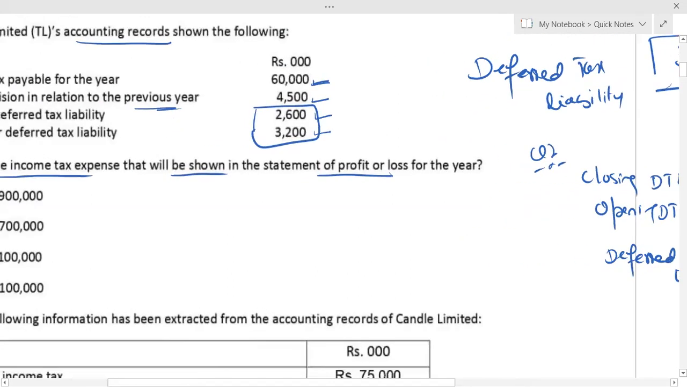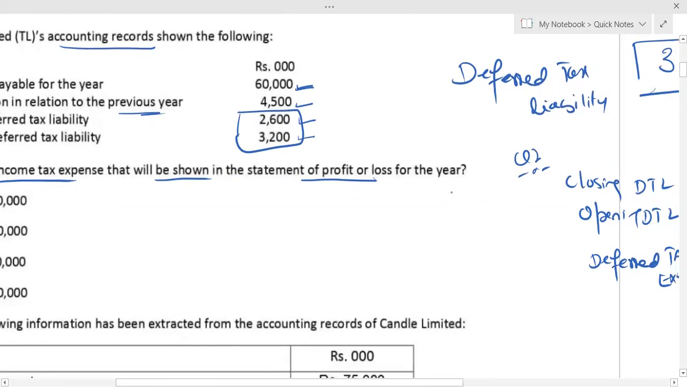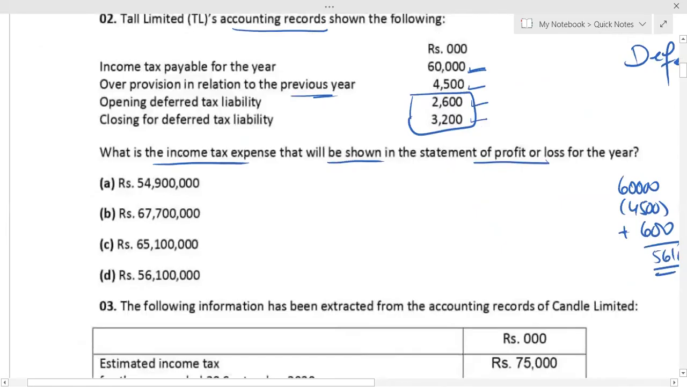So simply we'll take income tax payable, which is 60,000, minus over provision. Over provision of taxation reduces your current year income tax expense without having any impact on the current year tax payable. Simply add your deferred tax expense, 600. So let me use the calculator. 60,000 minus 4,500 plus 600. I'm getting 56,100. So income tax expense is 56,100. We have ignored 3 zeros. So the option is delta.